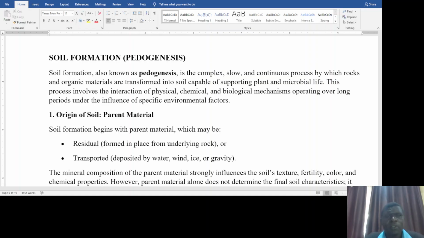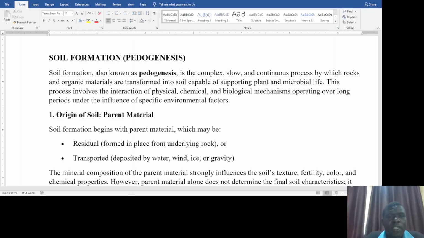Today we are going to start on soil formation, and from our previous classes, the study of soil, we called it pedology, and so the process of soil formation is known as pedogenesis. And the pedogenesis really is a slow, complex, and continuous process by which rocks and organic materials are transformed into soil which is capable of supporting plant growth and sustain microbial life.